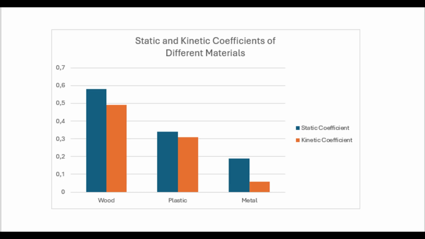From this chart, we can clearly see that for every object, the static friction coefficient is greater than the kinetic friction coefficient, which is the expected behavior. Also, the friction coefficients of the wooden block are larger than the other blocks, which is also expected due to its rougher surface. The metal block was the smoothest surface, therefore its coefficients are much smaller than the others.